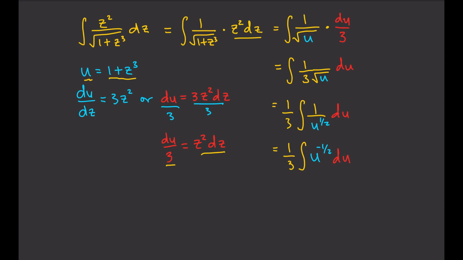Okay, now we basically know how to find the antiderivative of u to the power of -1/2. So 1/3, then antiderivative of that is u to the power of -1/2. Let's use the blue color here. So -1/2 plus 1 divided by -1/2 plus 1 plus c sub 0, because we're not done yet. Okay, let's continue the solution here.